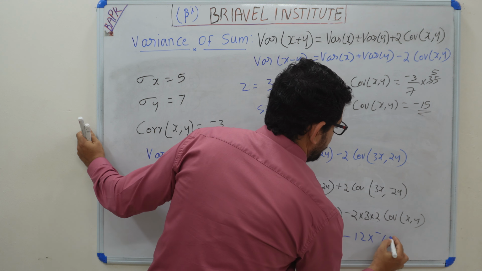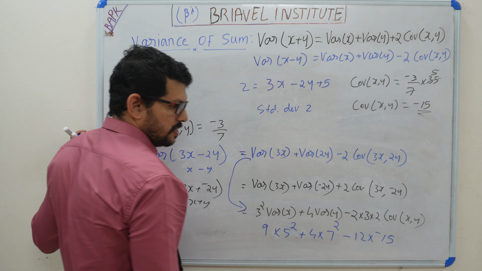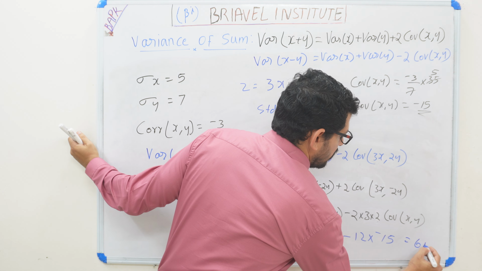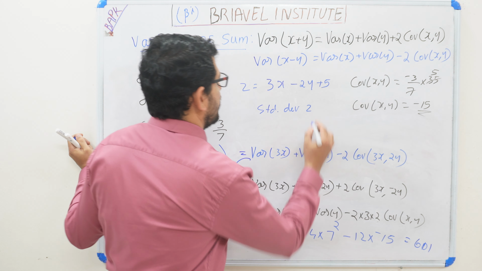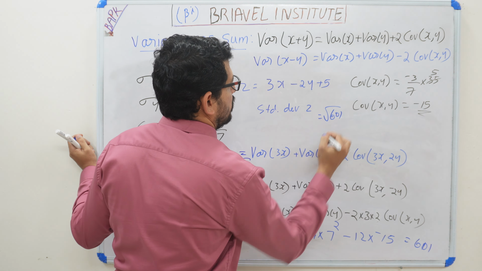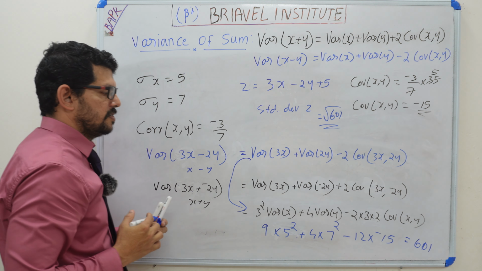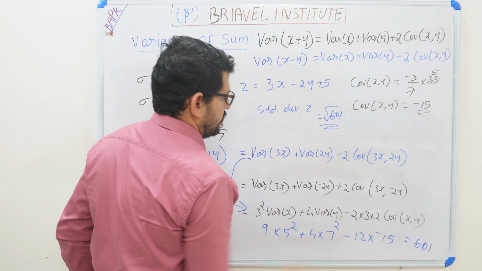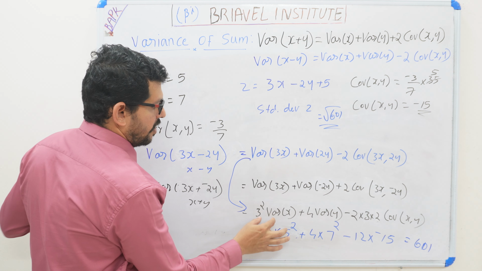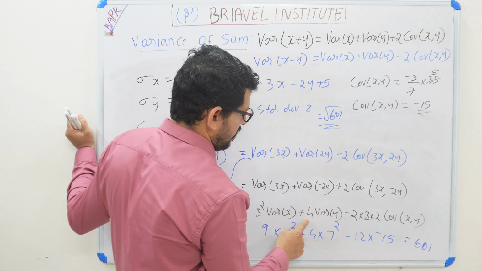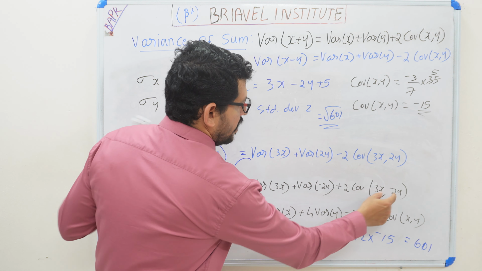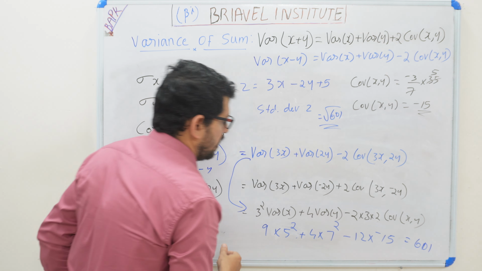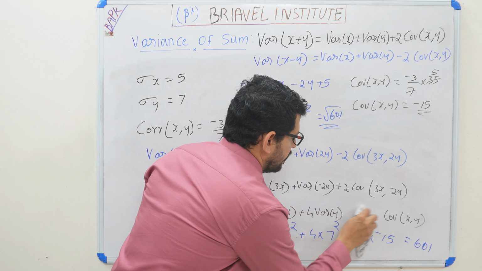times covariance, which is minus 15. So 9 into 25 and so on gives 601. So the standard deviation is the root of 601. Here also it is the same: root of 3 square variance of x, plus 2 square, so 4 variance of y. If you are modifying this formula, here we have to write like that.